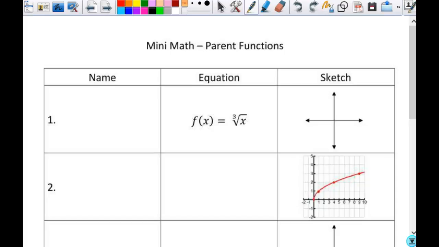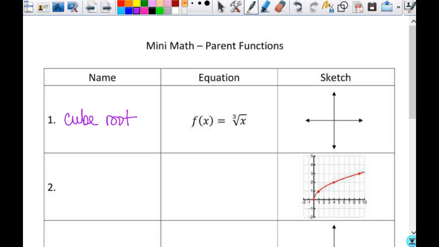Okay, so this first one, what would this be called? Cube root, okay? So this is the cube root. And so tell me how the cube root function is related to the cubic function. It's the what? It's the inverse.